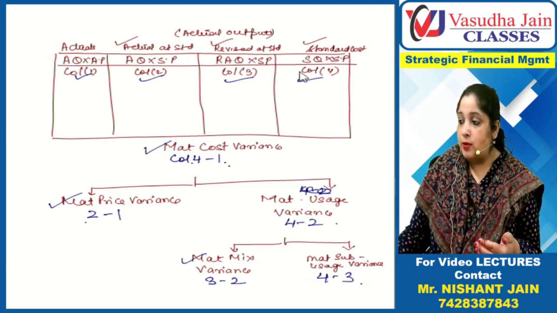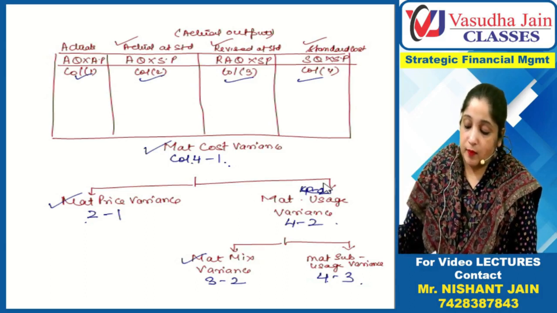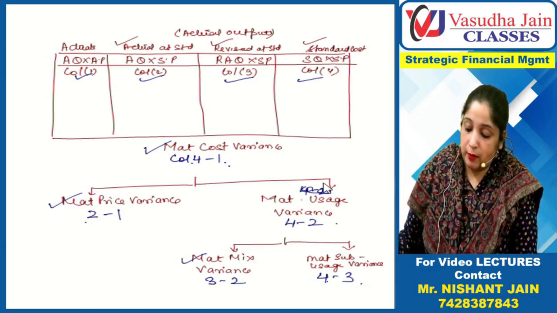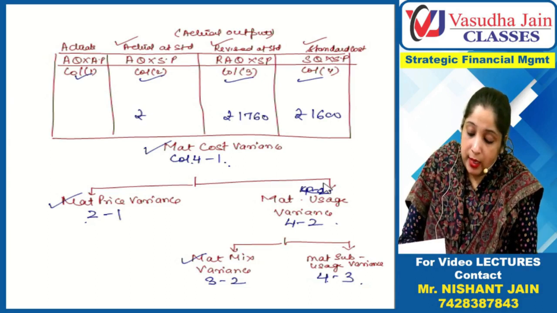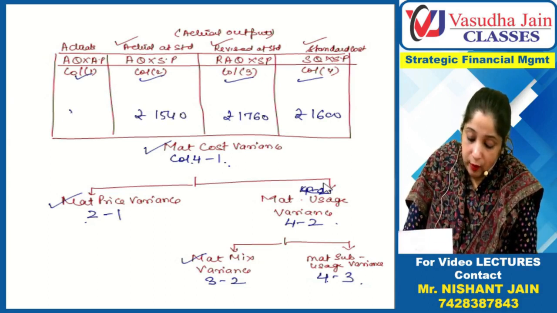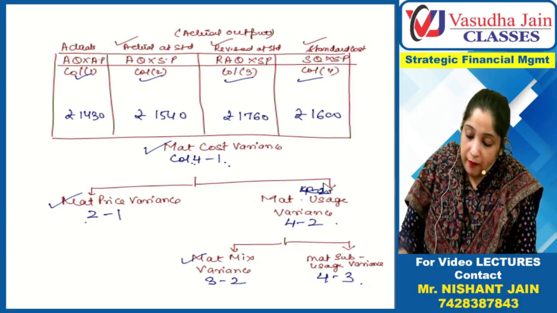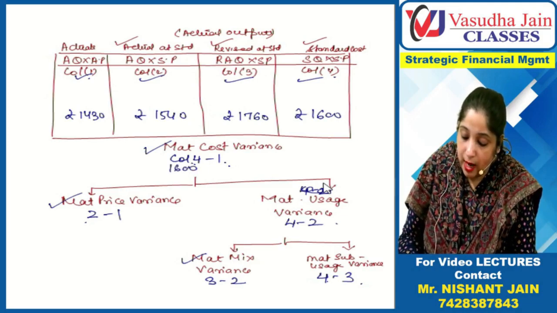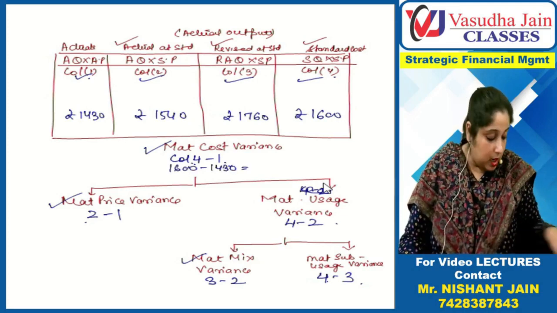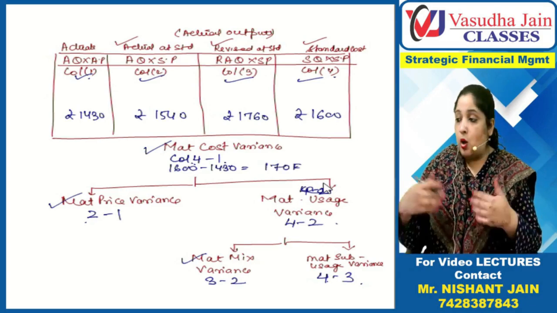Let's see. You have got these 4 columns. Now let me write. In the computation, column number 4 was coming to 1600 rupees, here it was coming 1760, here it was coming 1540 and here it was coming 1430 after doing the calculation. Now column number 1 is to be subtracted from column number 4. So how much do we get? 1600 minus 1430. This comes out to be 170 favorable. This is your material cost variance.